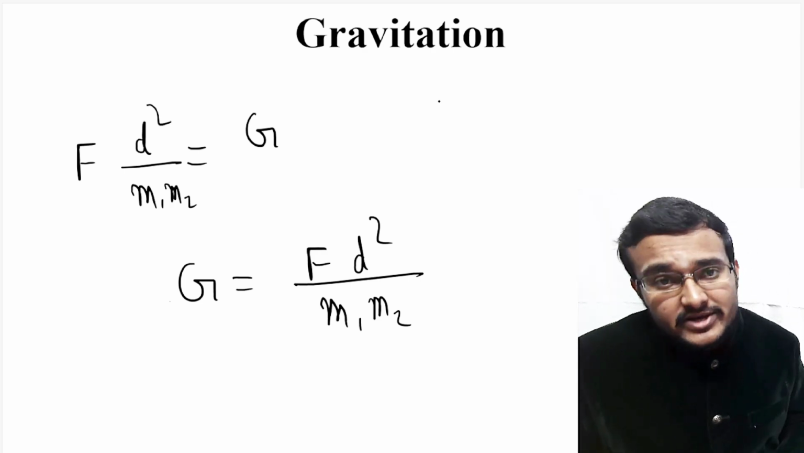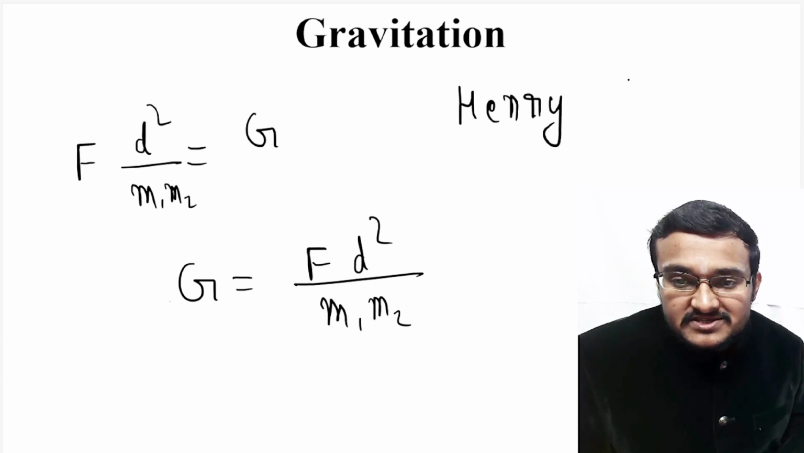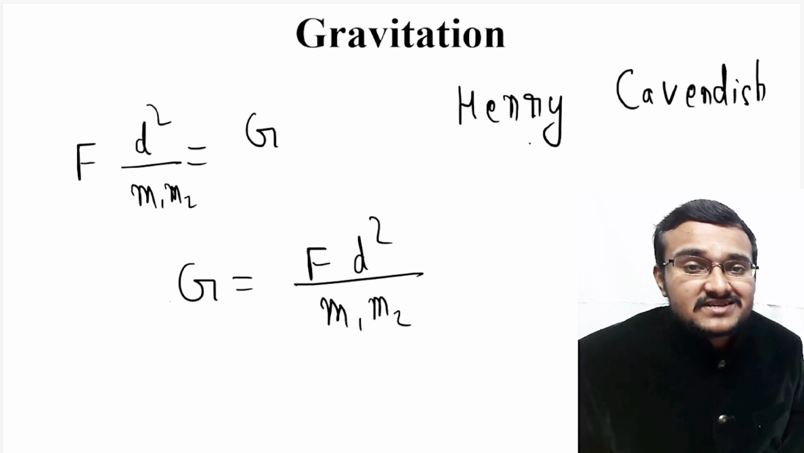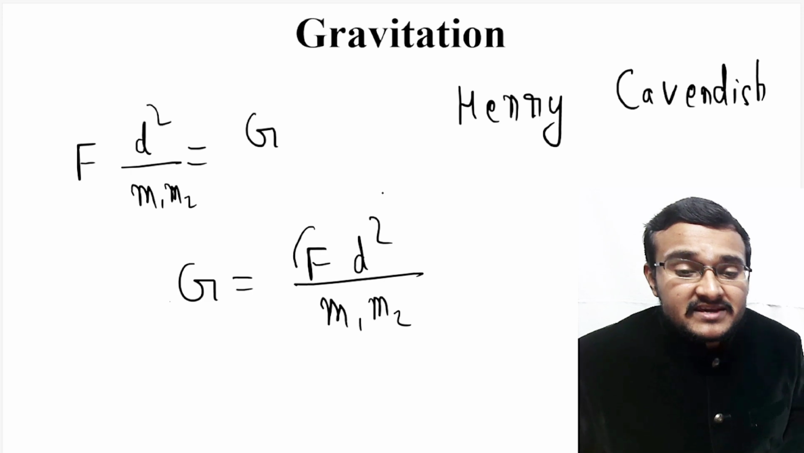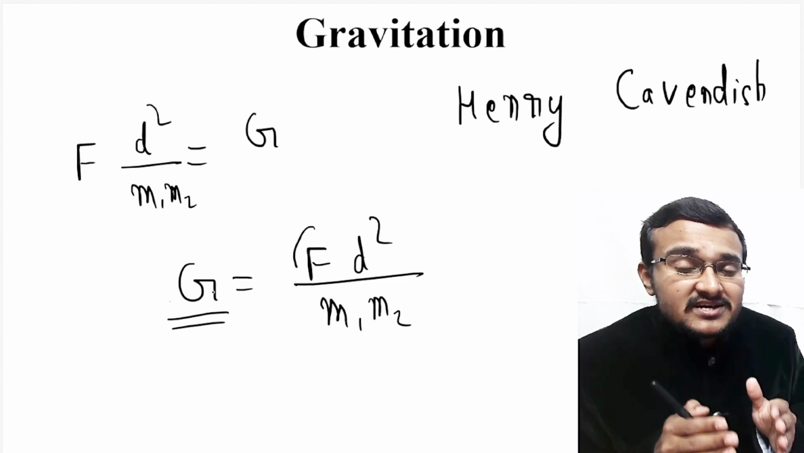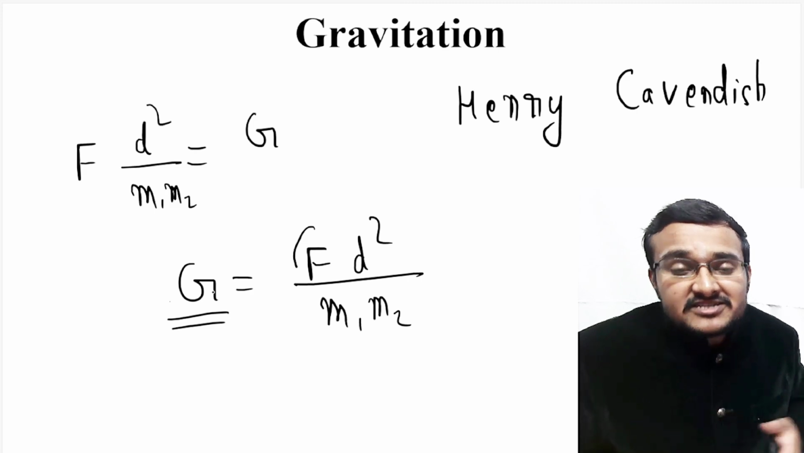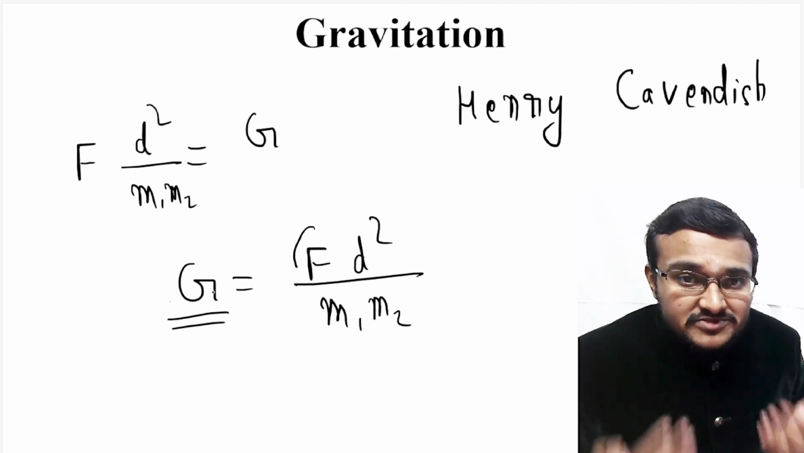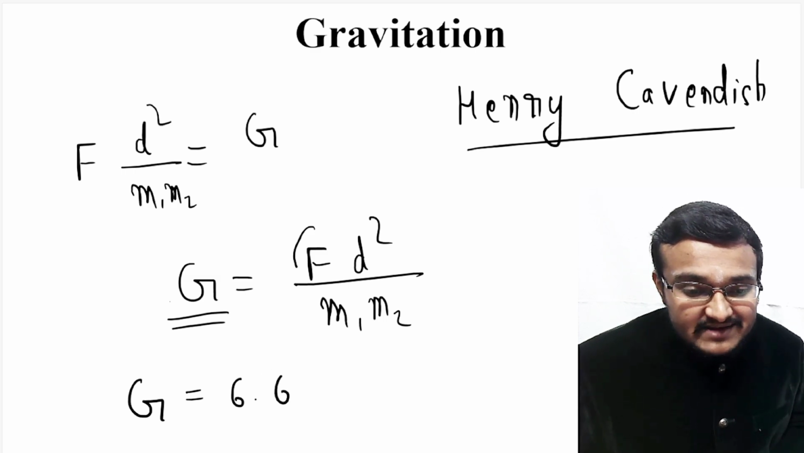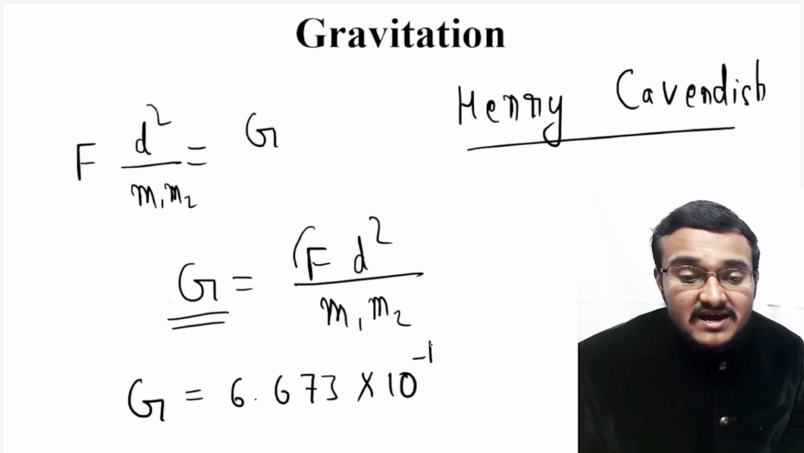In 1731 to 1810, there was a scientist named Henry Cavendish. This particular scientist, by using a sensitive balance, did an experiment and found the gravitational constant. Since this law of gravitation is the universal law of gravitation, this law can be applied to any objects in this universe. So he calculated the proportionality constant of gravitation, which was equal to 6.673 into 10 power minus 11.